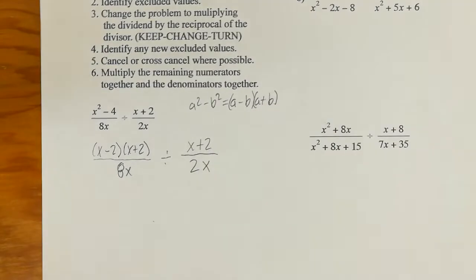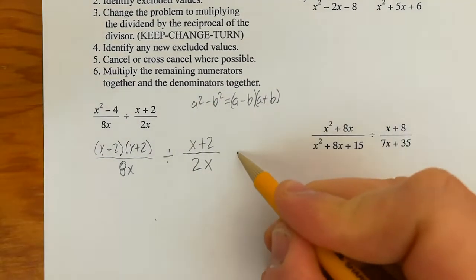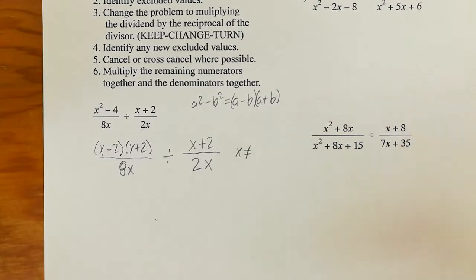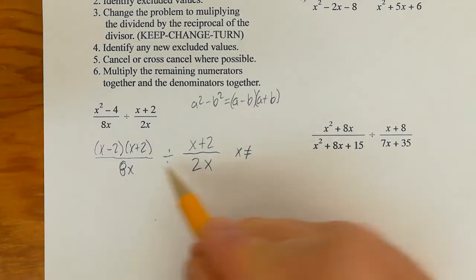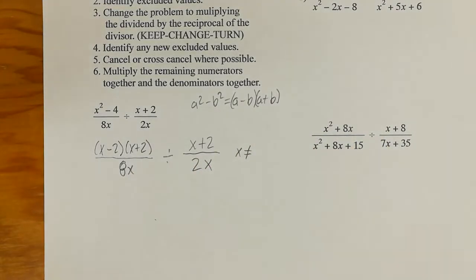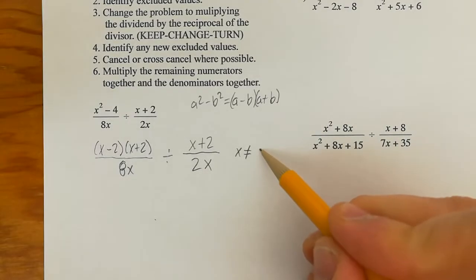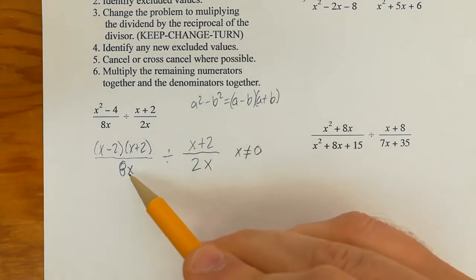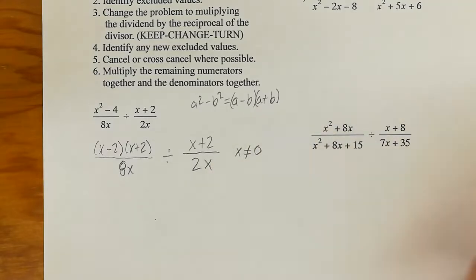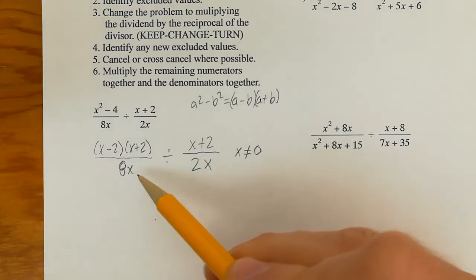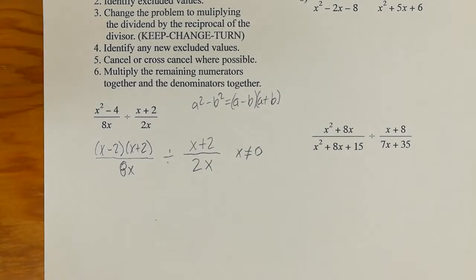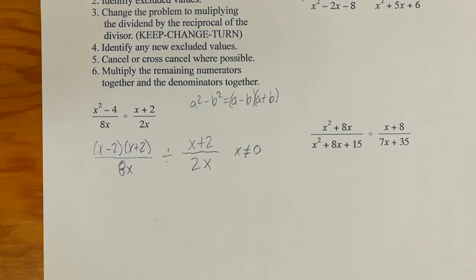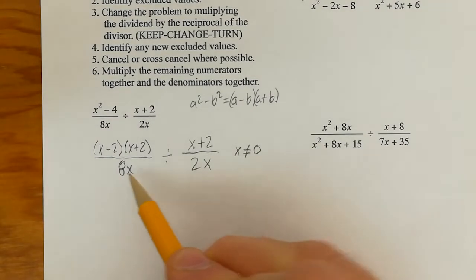Can't factor anything else. You want to identify excluded values at this point, because anytime you have denominators, you've got to think about what would make them 0. So x cannot equal 0 is actually the only excluded value, right? If you put 0 in here or here, you're going to get 0 in the denominator. It would not be like negative 8, right? 8 times negative 8 is not 0. 8 times negative 8 is negative 64. So just be careful there. You only do opposites when you have addition or subtraction involved.